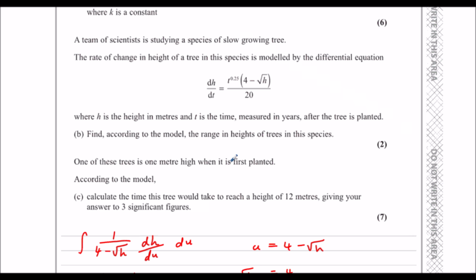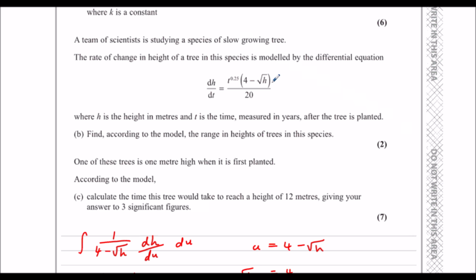So this is the rate of change of the tree, and we can say that it's positive as long as this bracket is positive. So t to the power of 0.25 is always positive. 20 is a positive constant. So as long as this is positive, it's going up in height. So the rate of change will be 0. So it'll be at its maximum height when 4 minus root h is 0.